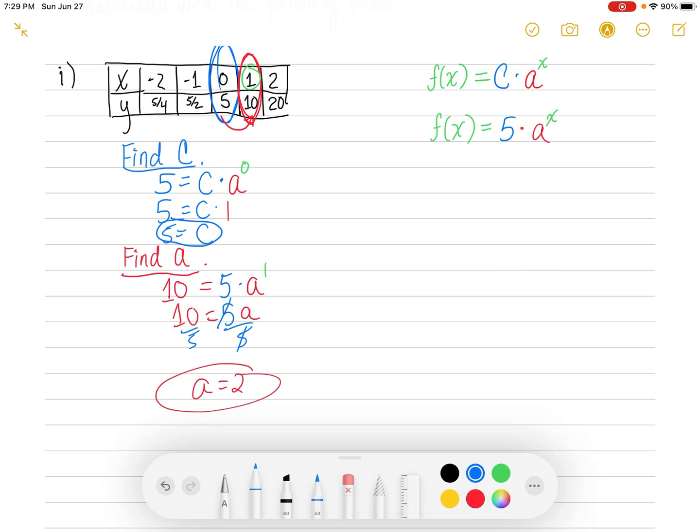The quick way to do it is just figure out when I go one step forward from x equals 0 to x equals 1. You're only allowed to move one step on the x. So if I move one step forward from 0 to 1 on the x, how much am I multiplying by to get from 5 to 10? Well, I'm multiplying by 2. That's the quick way to do it. As long as your x is only moving 1 forward, then it's easy to figure out the y. You had to multiply by 2.